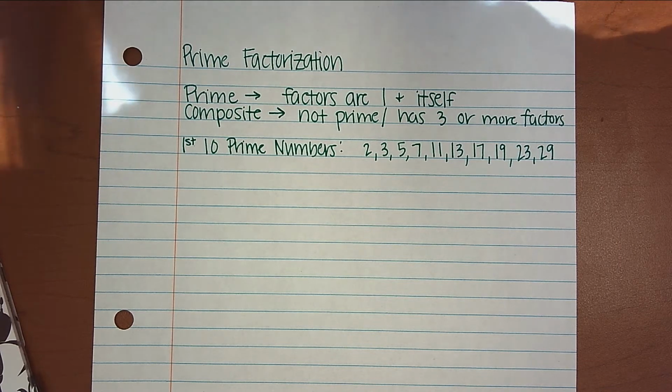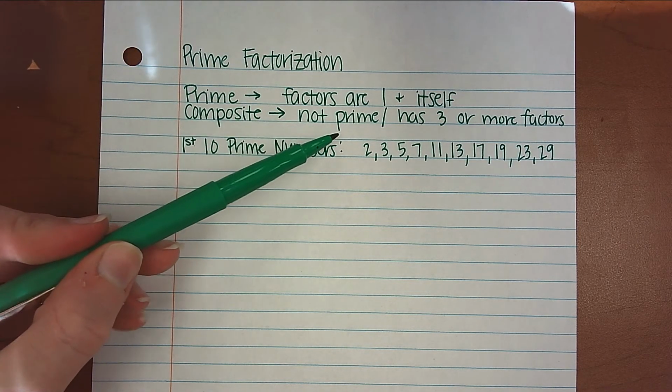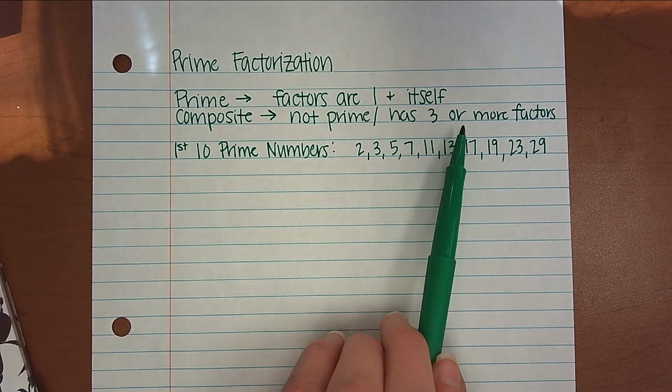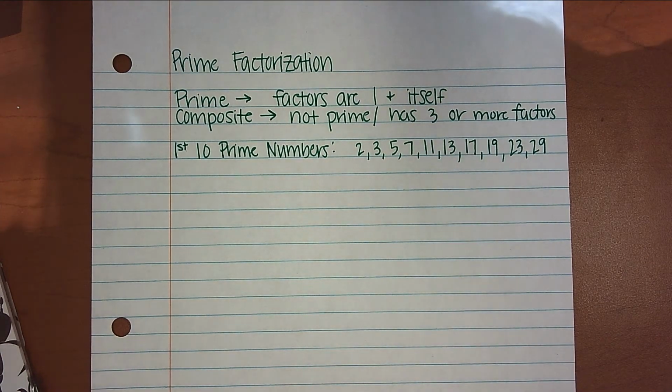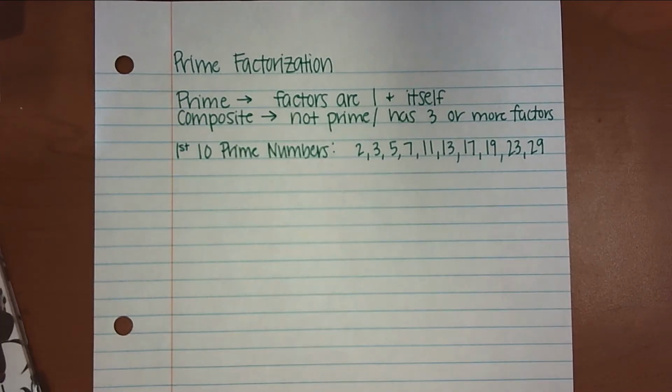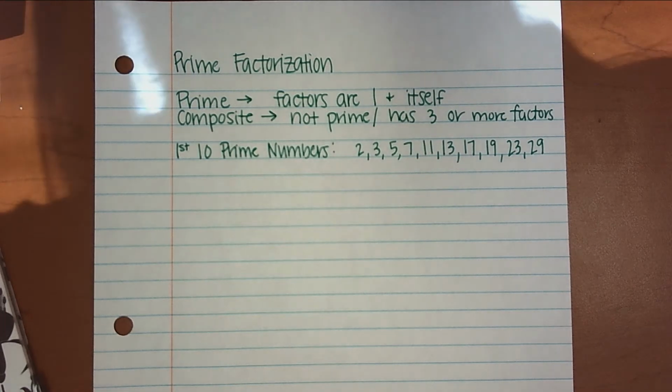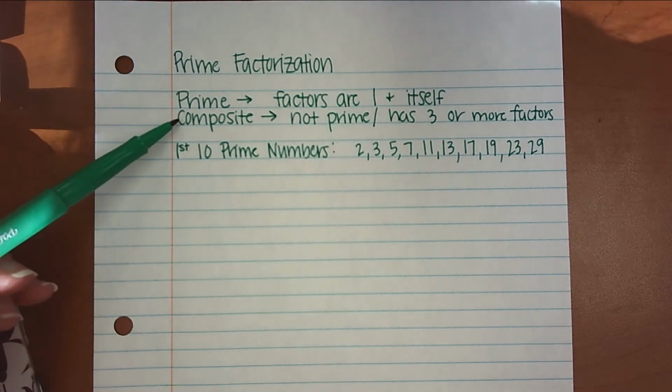Composite numbers are numbers that are not prime, and they have 3 or more factors. So, for example, the number 4, we could do 1 times 4, 1 and itself, to get 4, or we could do 2 times 2 to get 4. So the factors are 1, 2, and 4, and it has 3 or more factors, so it's a composite number.